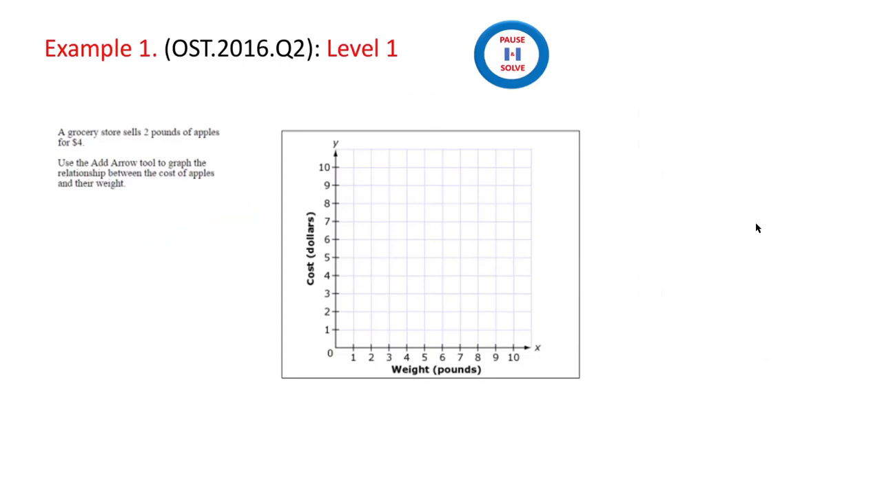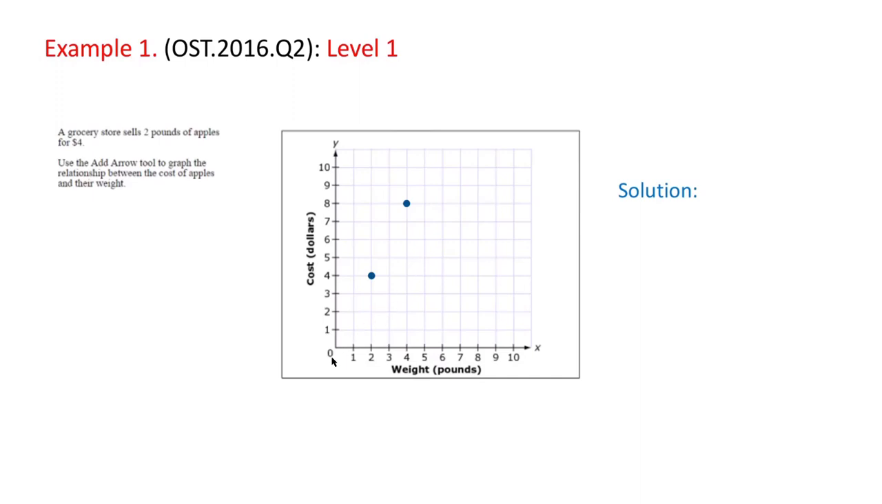Now let's go to the questions, the examples. A grocery store sells 2 pounds of apples for $4. We need to draw this. Use the add arrow tool to graph the relationship between the cost of apples and their weight. When you look at this, 2 pounds you buy for $4, so 4 pounds would be $8. So 2 pounds is $4. Take another point now, 4 pounds is $8. Now if you want to take 6 pounds, it would be $12.